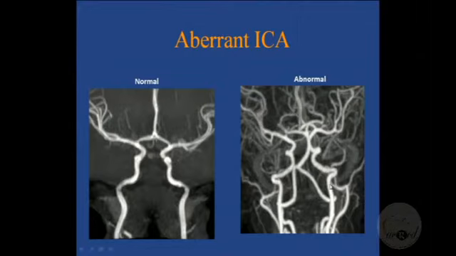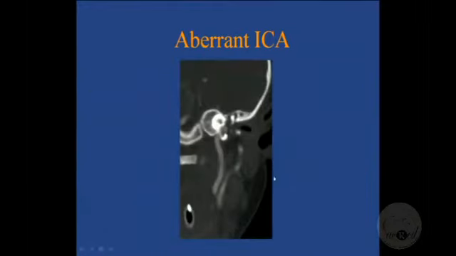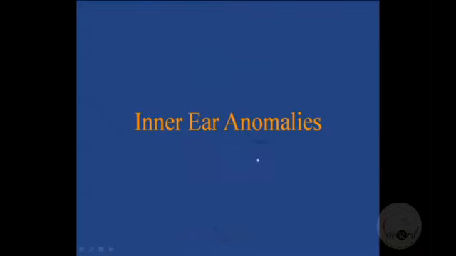That's an abnormal aberrant ICA. This is a coronal CT, so you can actually see the aberrant ICA here, and you're seeing the ICA entering into the middle ear. That covers majority of the vascular thing. There are fewer subtle minor anomalies, but those are the 2 major ones.